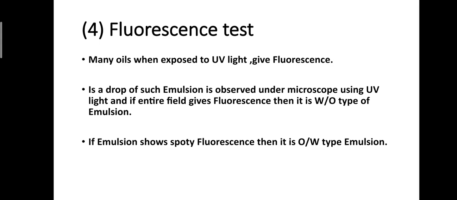Fourth, fluorescence test. Many oils give fluorescence when exposed to UV light. If a drop of such emulsion is observed under a microscope using UV light, and the entire field gives fluorescence, then it is a water-in-oil type of emulsion, because oils give fluorescence when exposed to UV light. Water does not give fluorescence. If the emulsion shows spotty fluorescence, then it is a water-in-oil-in-water type of emulsion.